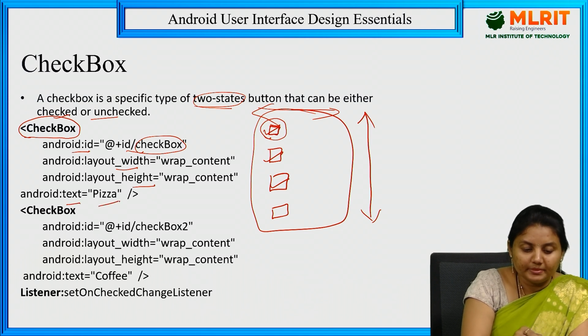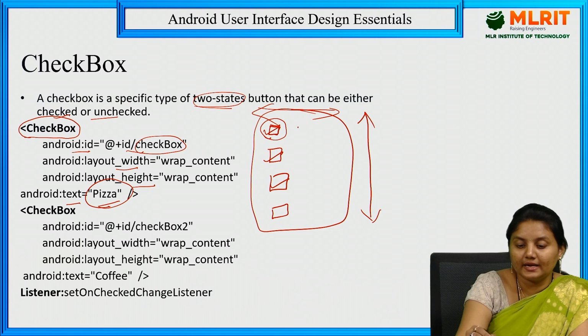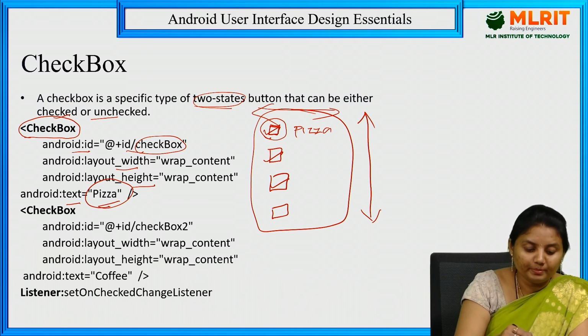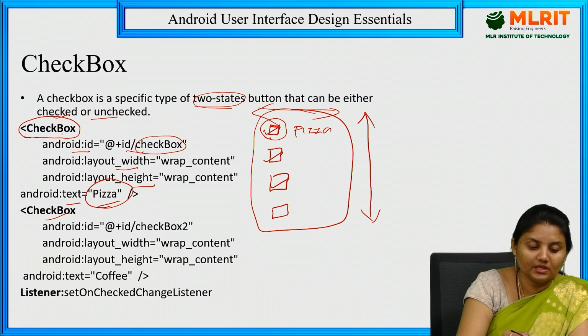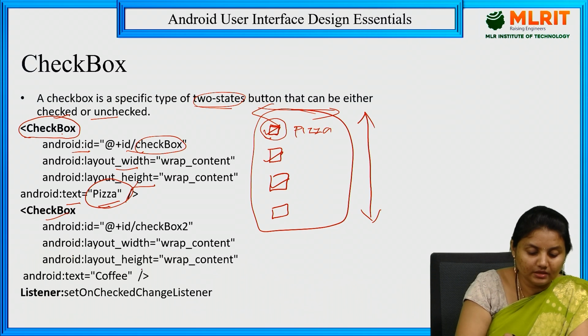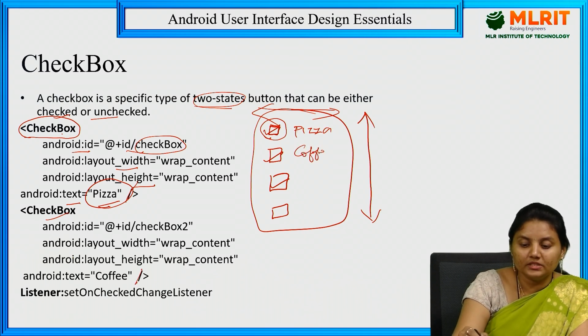Then text, pizza. Whatever text you give after your checkbox will be displayed here. So this will be displayed as pizza. That's your first item. Similarly, if you want to place a second item, this will be the second item. Checkbox 1 is given here and it is closed by the shorthand type. And the second checkbox starts here and you close it here. So what is the second item that you are giving? Coffee. Now these are the two items that you have designed using this code.